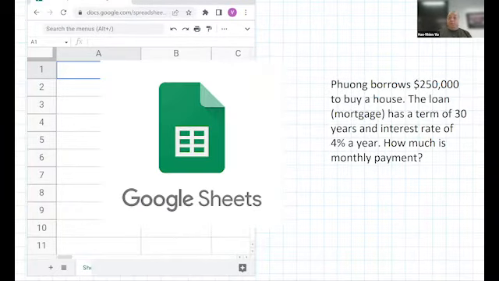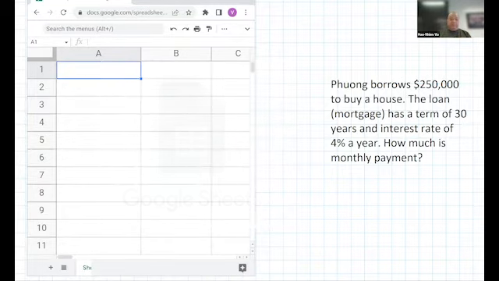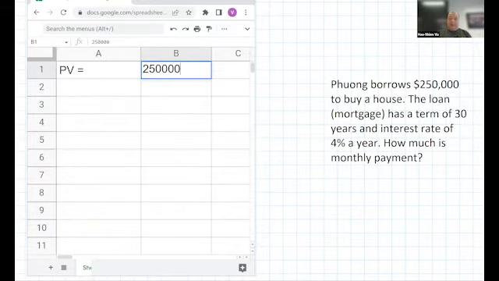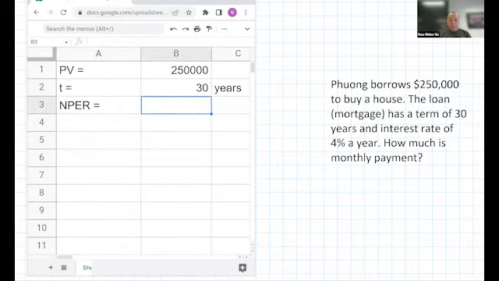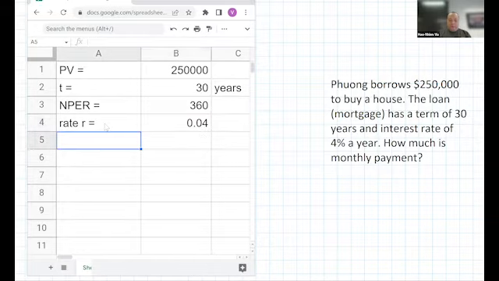Now let me pull up Google Sheets and do the same thing all over again. First, I put in the information and then I calculate separately. The principal or present value is 250,000. Just like Excel, don't type in the comma. The term T is equal to 30 years. So my number of periods equals this number times 12. And the rate R is equal to 4%, 0.04. I could also enter the monthly rate separately, but I'm just going to leave it like this, annual.